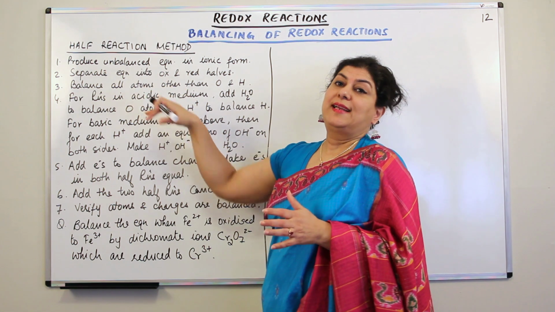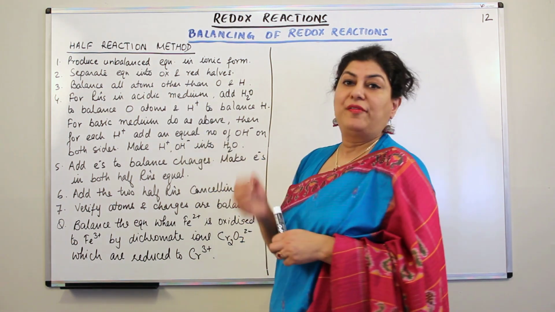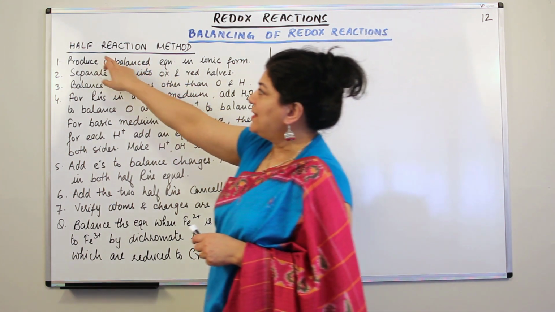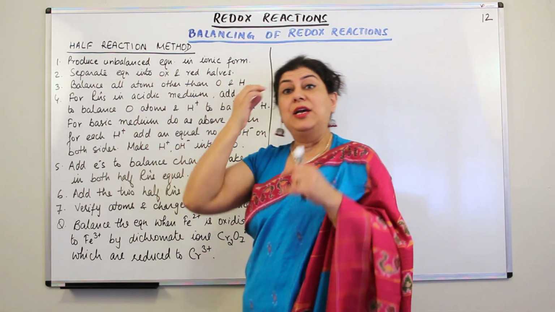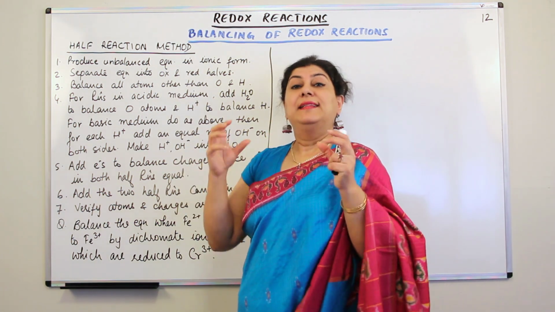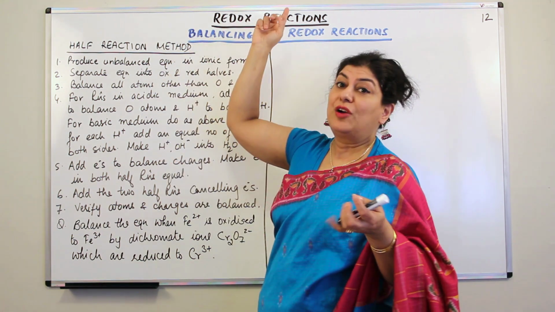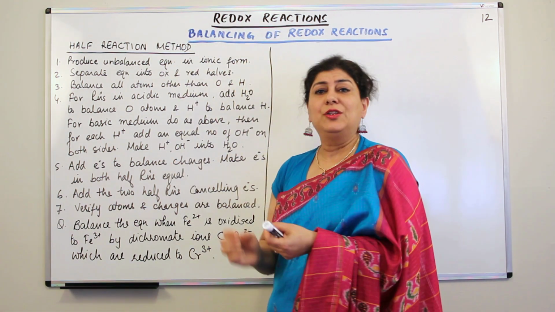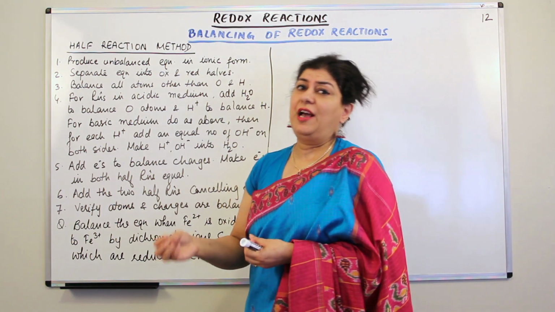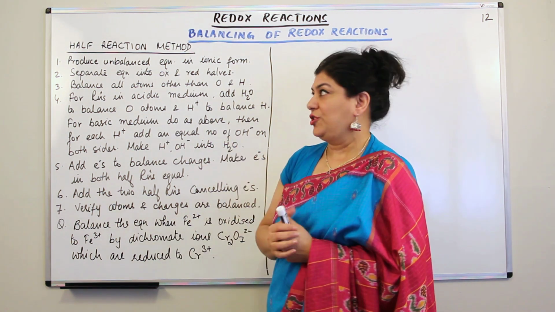Let us now understand the steps of balancing a redox reaction with the help of the half reaction method. As the name suggests, in the half reaction method you divide the reaction into halves. And what would the two halves be? Since we are talking of redox reactions, the two halves would be the oxidation half and the reduction half. So let us see, how do we approach this?